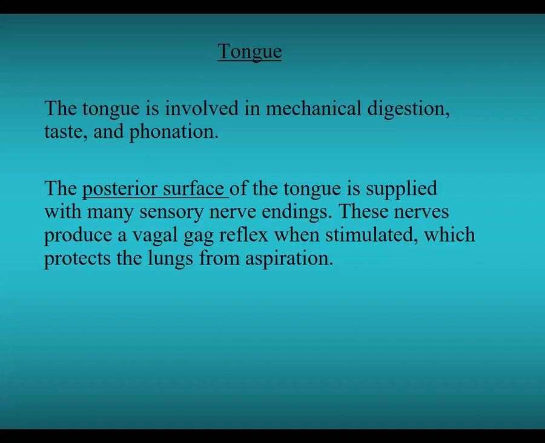The posterior surface of the tongue is supplied with sensory nerve endings. These nerves produce a vagal-gag reflex when stimulated. So if you drink some water and it goes down the wrong pipe, these little vagal reflex things kick into place, which helps protect the lungs from aspiration. Aspiration means you drink something, and instead of it going into the stomach, it goes into your lungs. So some people get what we call aspiration pneumonia because they drank some liquid, it went to their lungs, and then it turned into an infection. That's not a good thing, but just so you kind of know what the term aspiration is and how it's used.